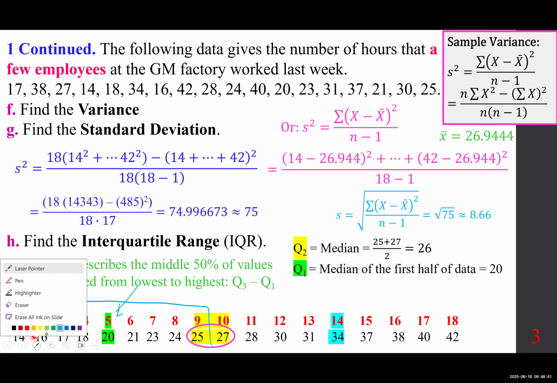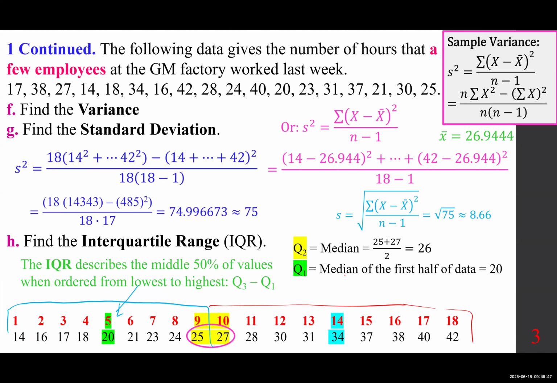And if you look at the top half, this is the middle. Okay. And that's number 34. So the median of the second half of the data is 34. So this is done. I wanted to do this by hand, so you see how it's done. I want to show you with technology as well, but you need to understand the concept.